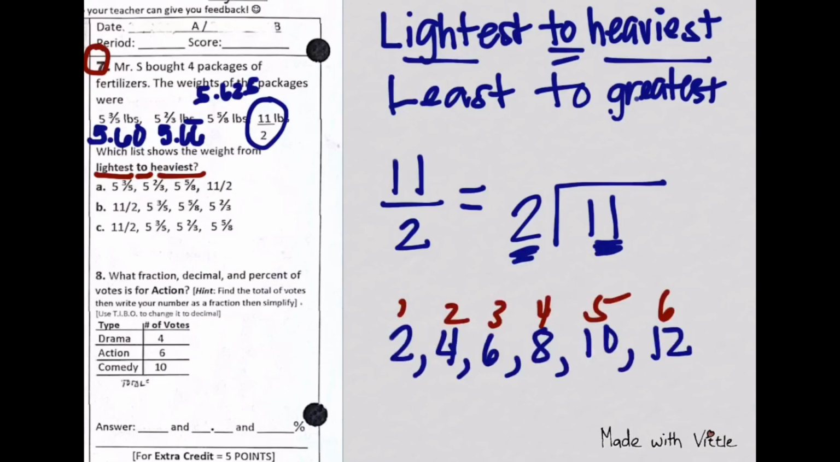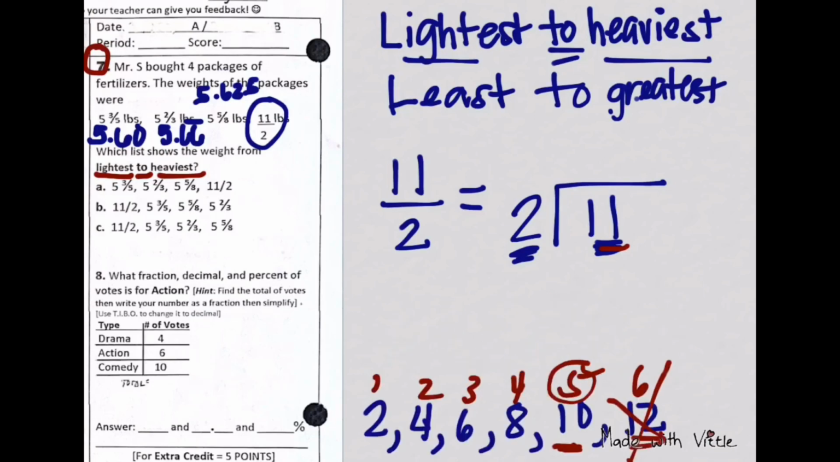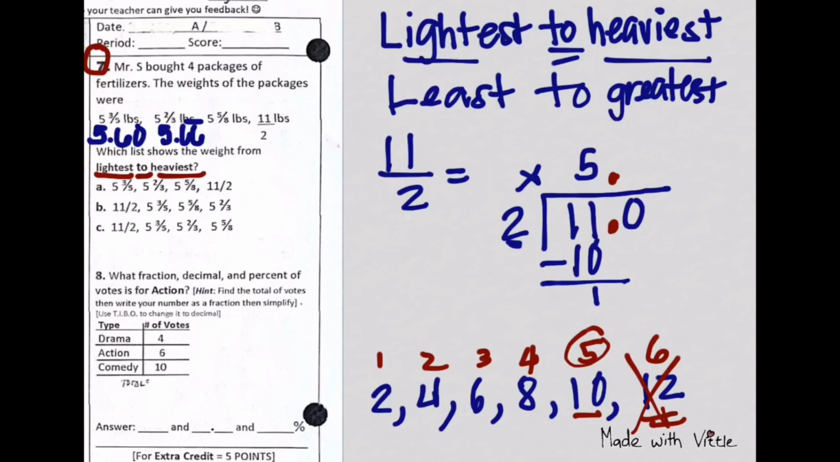If I skip count by 2 6 times, it's going to go over 11. And I don't want that. So I'm not going to include this. I'm just going to stop over here. So I skip counted 5 times. So 2 can go into 11 5 times. So 11 divided by 2 is 5 on the top of the 11. 5 times 2 is 10. Subtract, that's 1. Now add that 0, bring it down.